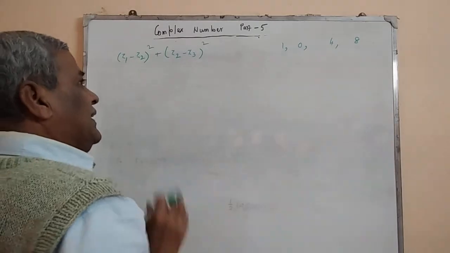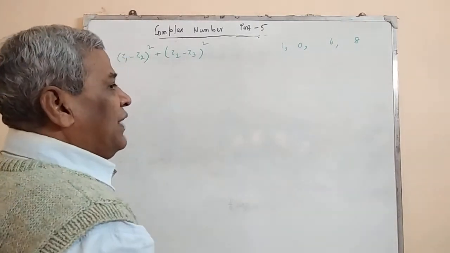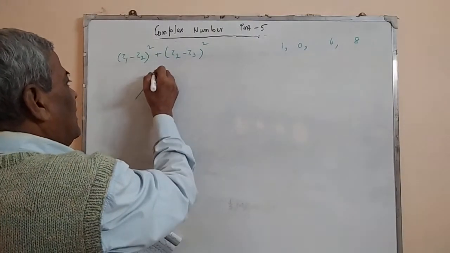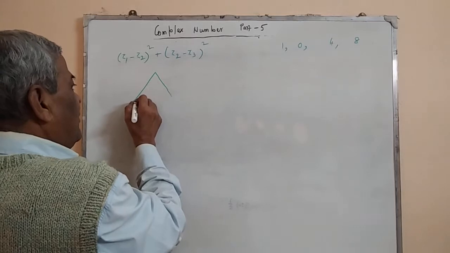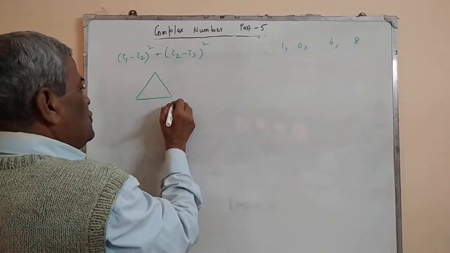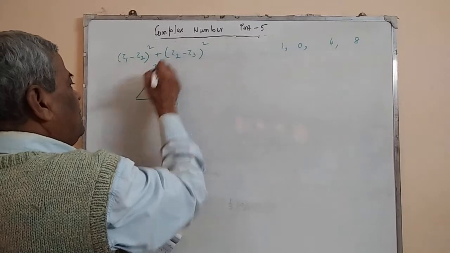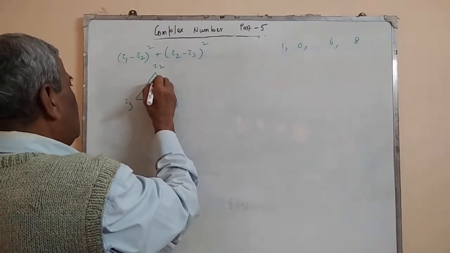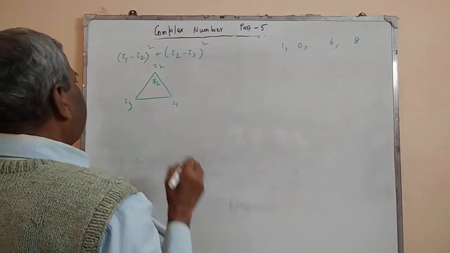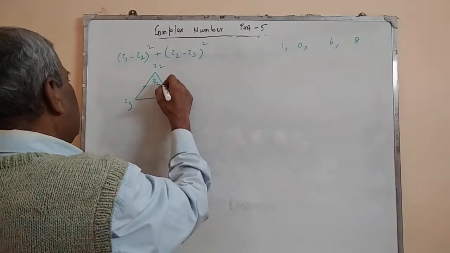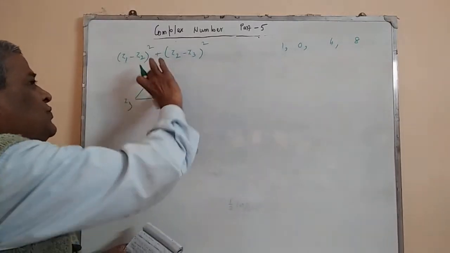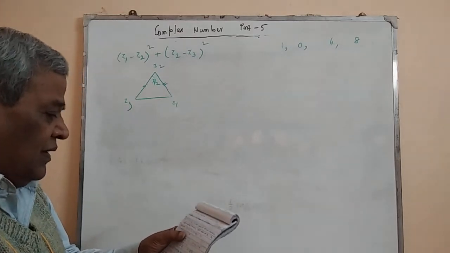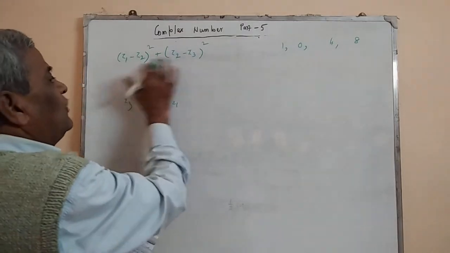Z1, Z2, Z3 are vertices of an isosceles right angle triangle. Suppose this is Z1, Z2, Z3, with the right angle at Z2, so this angle is pi by 2, and this length is equal to that length. Then we have to find the value of that expression.